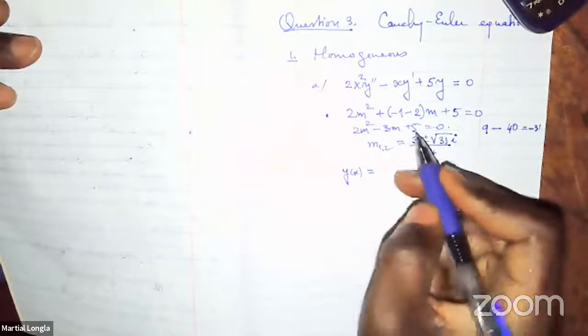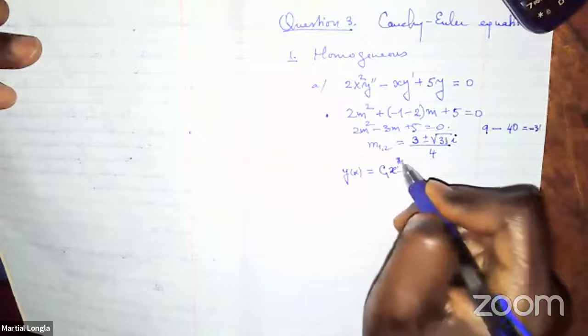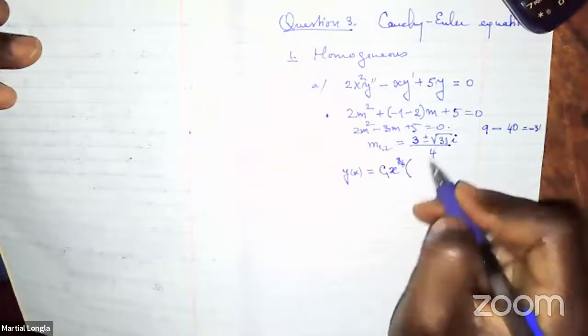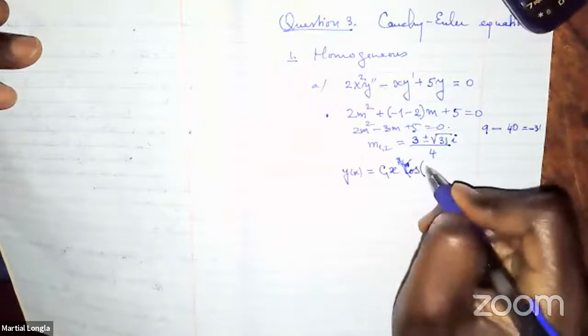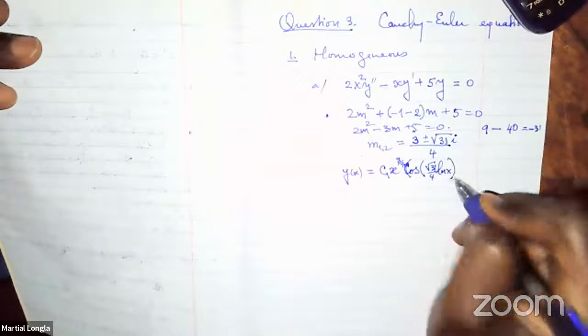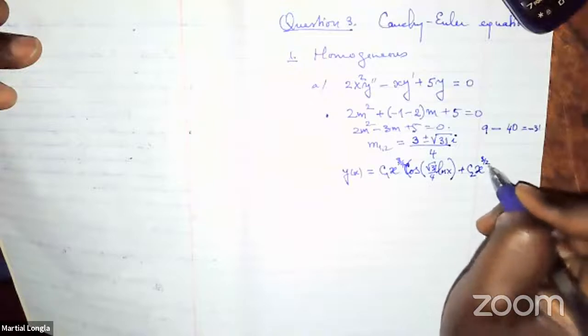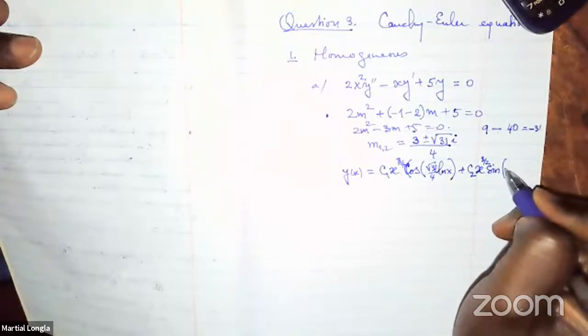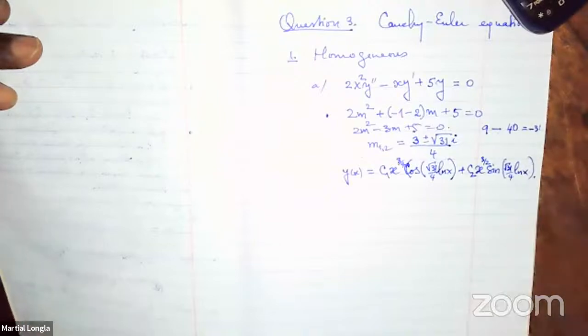I got C1 x to the 3/4. I'm sorry, yep. I keep answering. Cosine square root of 31 over 4 times natural log of x, plus C2 x to the 3/4 times sine square root of 31 over 4 times the natural log of x. That's it. All right.